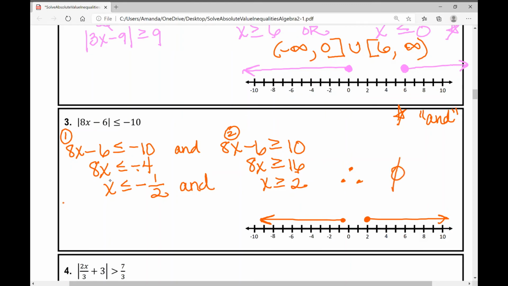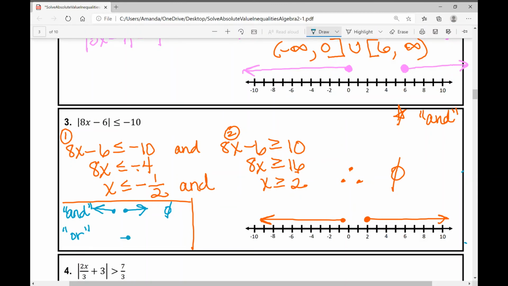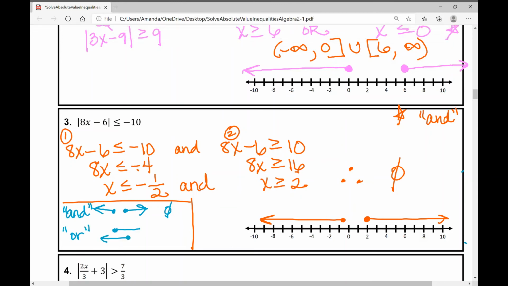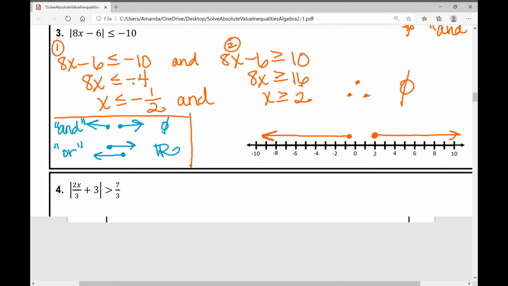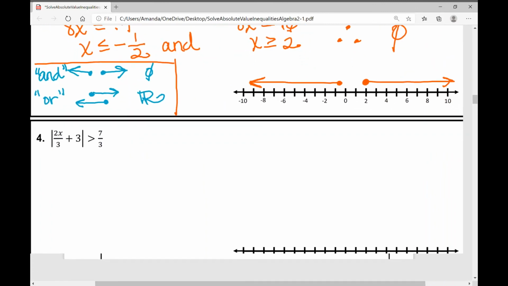So if you ever see, and I'm going to write this right here, if you see an and compound inequality and your solutions look like this, there's no solution. If you see an or compound inequality and your solution looks like this, your answer is all real numbers. So you can have those special cases, right, where you got to think about your and inequalities and your or compound inequalities. So let's move into our very last example.